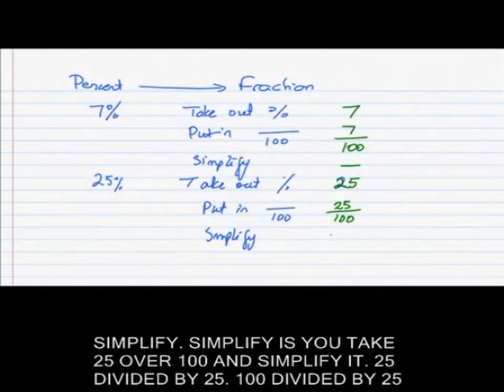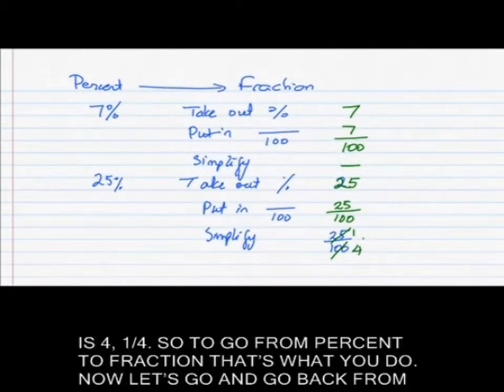Simplify is you take 25 over 100 and simplify it. 25 divided by 25, 1. 100 divided by 25 is 4. 1/4. So to go from percent to fraction, that's what you do.